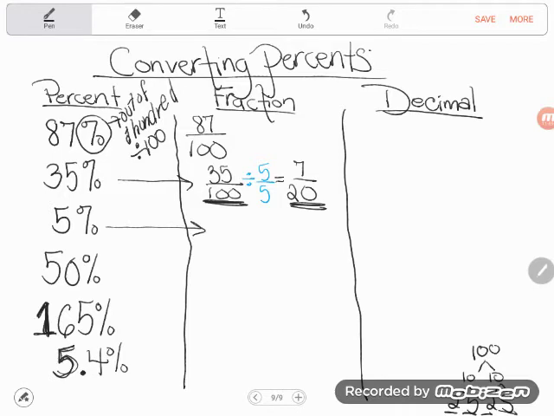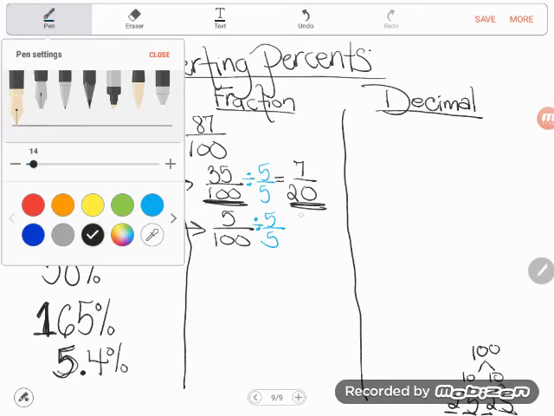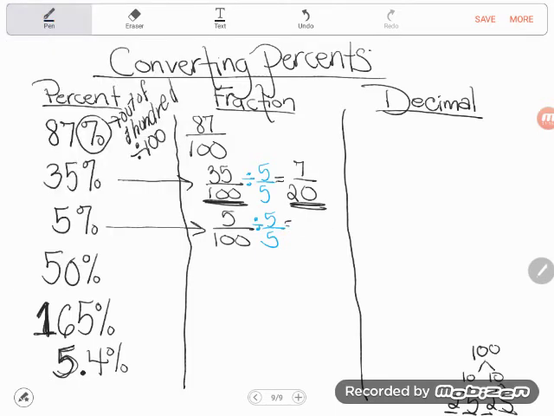So let's try it with 5%. Again, 5 over 100% means out of 100. Look for any common factors. Of course, 5 and 100 have 5 in common. Let's divide it out of both of them. That's how you reduce a fraction. You divide out any common factors. 5 divided by 5 is 1, and 100 divided by 5 is 20. And so my final answer there would be 1/20th.